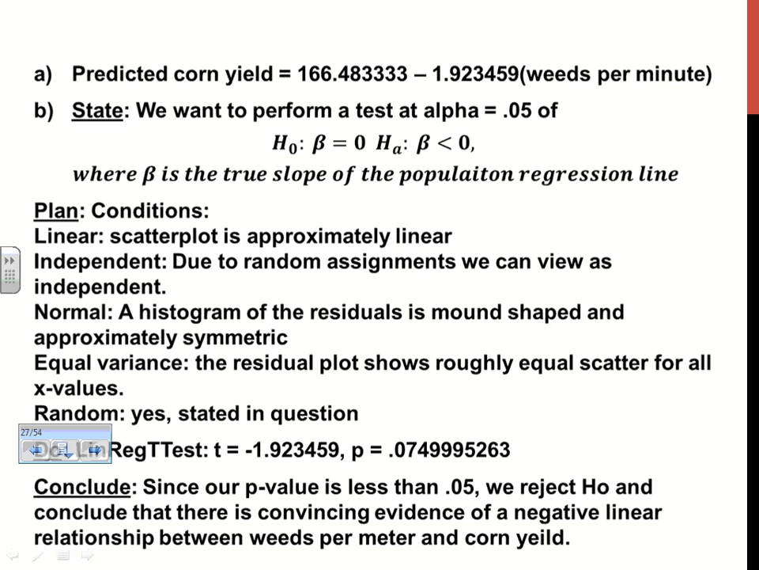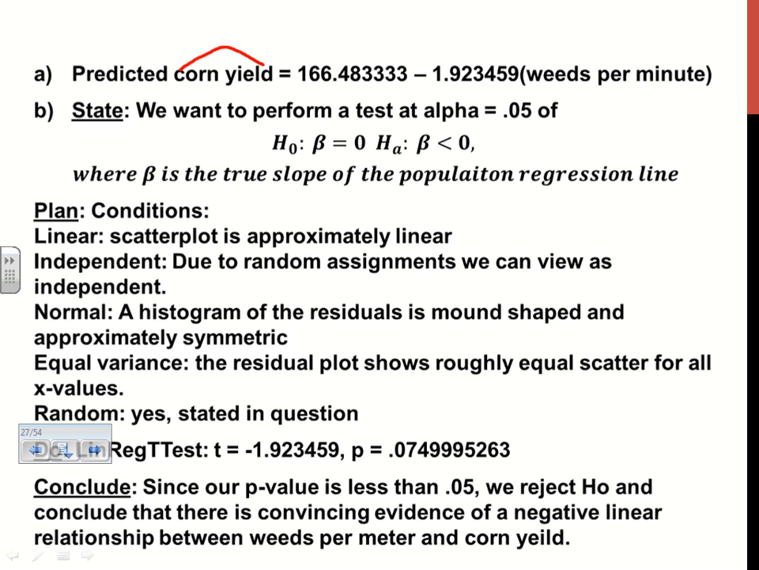And here, part A, you can see that the predicted corn yield, or corn yield hat, you can put it in words, is going to be 166.483333 minus 1.92349 times weeds per meter. All right, so now part B, that's the harder one.